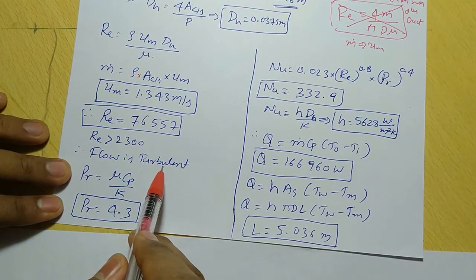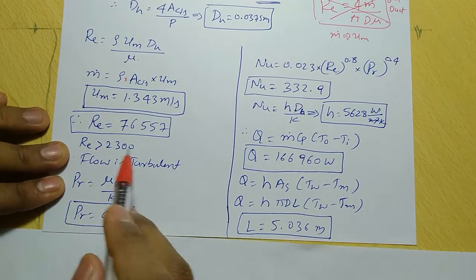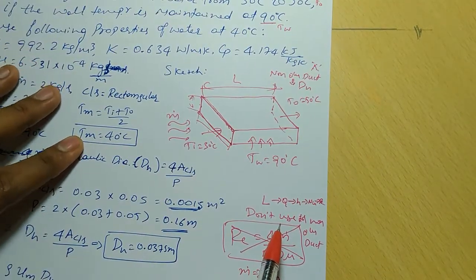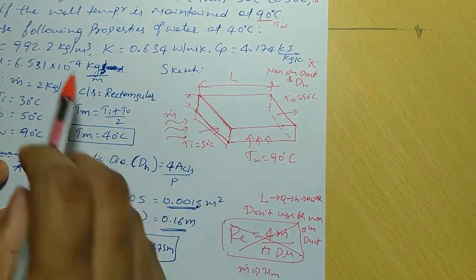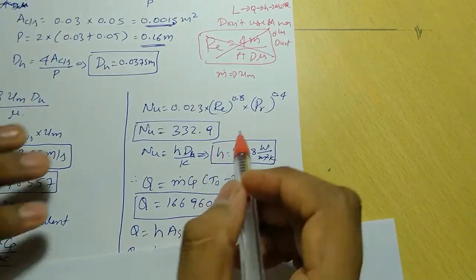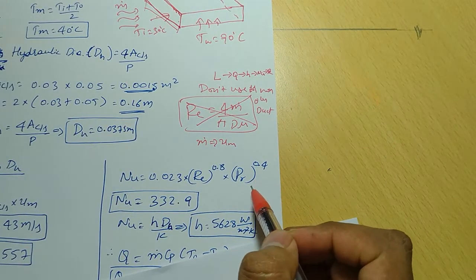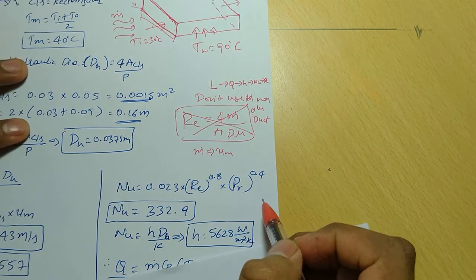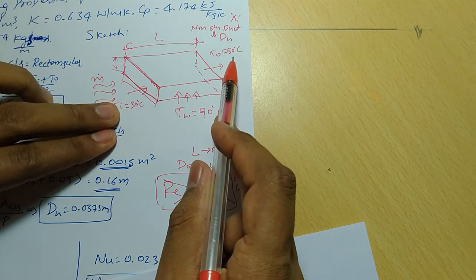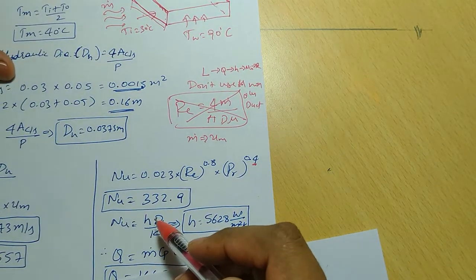Therefore, flow is turbulent. And once you know the Reynolds number, the next step is to calculate the Nusselt number. But we don't know the Prandtl number because it is not given in the problem. But Prandtl number is equal to mu into Cp divided by K. Just substitute the values, you obtain the Prandtl number, which is 4.3. And in Pr to the power of n, n is equal to 0.4 for heating and n is equal to 0.3 for cooling. I just explained that in the previous problem. The same way here it is 0.4, because here the entering temperature is 30 degrees and exit is 50 degrees centigrade, so it is the heating process. N is equal to 0.4 and I obtained the Nusselt number as 332.9.